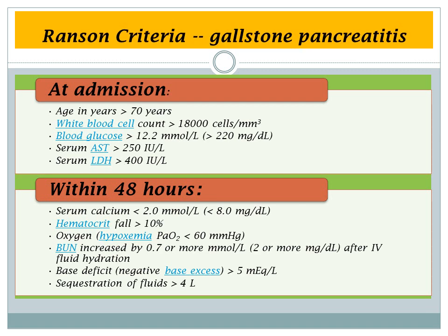But for gallstone pancreatitis, the age is different. Here it is 70 years; there it was 55 years. WBC count is 18,000; here in the non-gallstone it was 16,000. Similarly, blood sugar here is 220; there was 200. AST and LDH levels are also 250 and 400. Within 48 hours, the serum calcium is the same, hematocrit fall is the same, oxygen saturation the same, blood urea nitrogen 2 or more milligram per deciliter, while base deficit more than 5 milliequivalent, and fluid sequestration more than 4 liter.